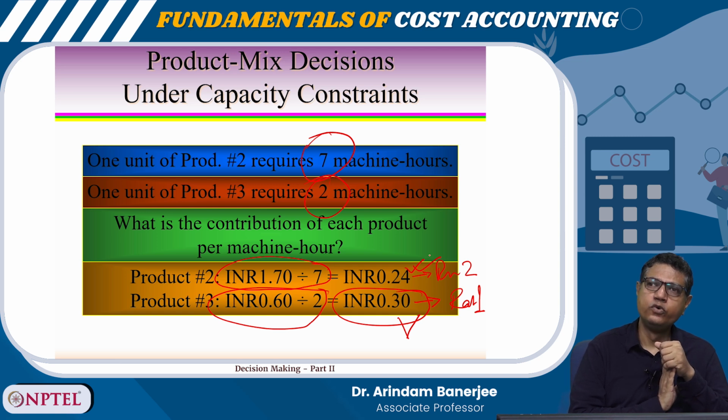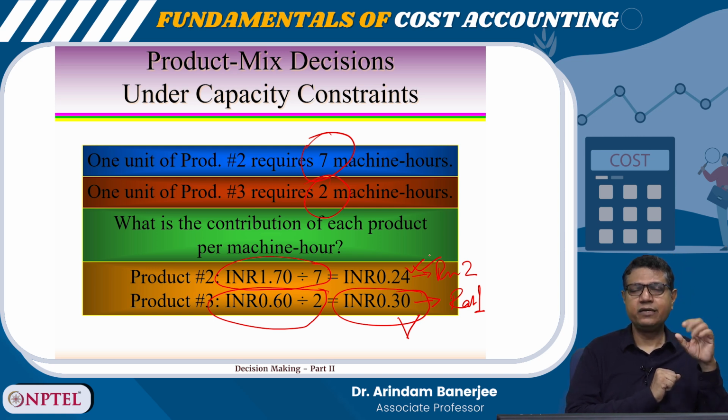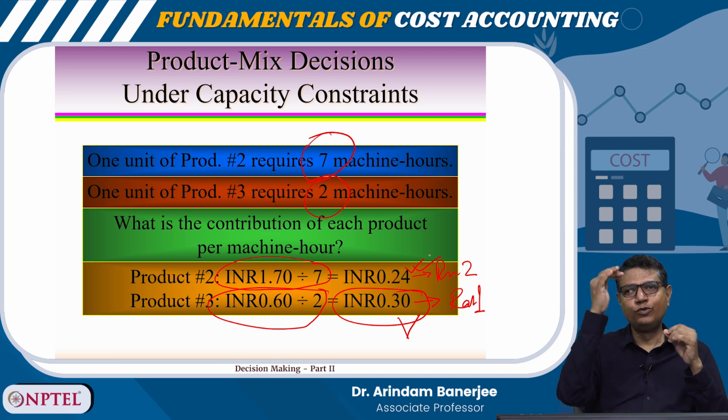So what I should do is calculate the contribution margin per unit of limiting factor, right? If the limiting factor is raw material, I can calculate contribution margin per unit of raw material. If labor hour is the constraint, I can calculate contribution margin per unit of labor hour. If machine hour is the constraint, I can calculate contribution margin per unit of machine hour, right? And then I can do the ranking.